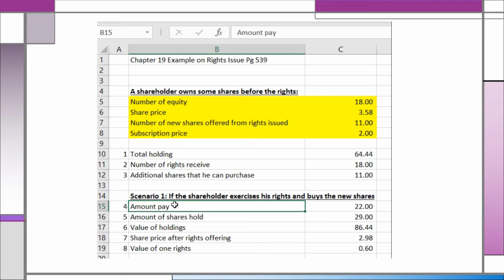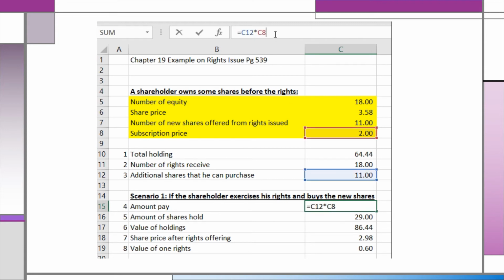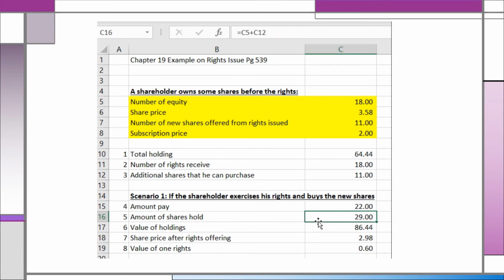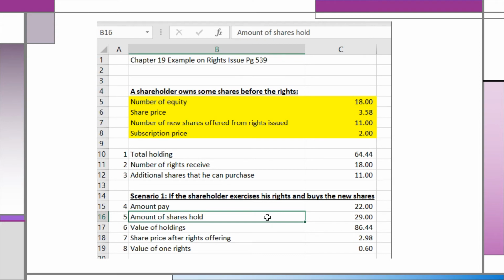Question 4. How much does he need to pay to buy the new shares? He needs to pay at the subscription price of £2 for the 11 new shares offered to him. The amount paid is £22. Question 5. How many shares will he hold? The total shares is the existing 18 shares plus 11 new shares, which is equal to 29 shares. The number of shares owned by the shareholder increased after the subscription.